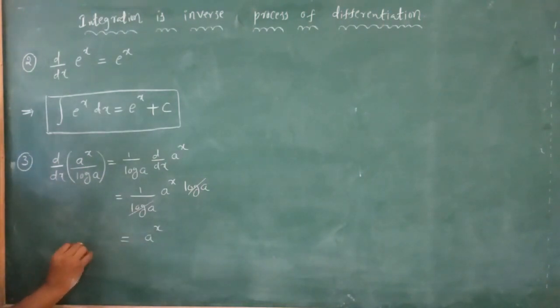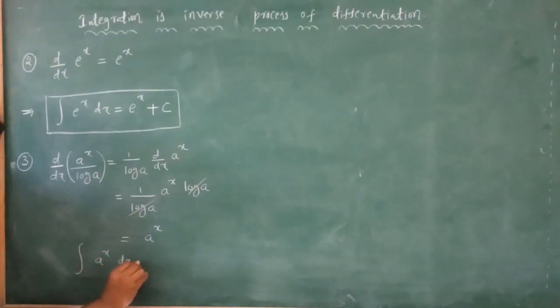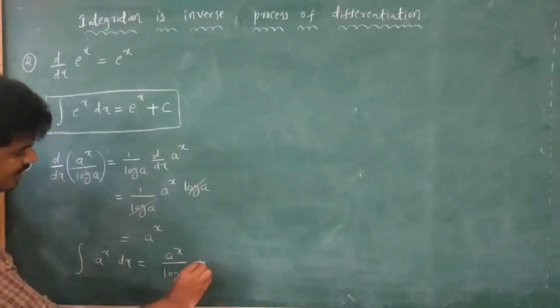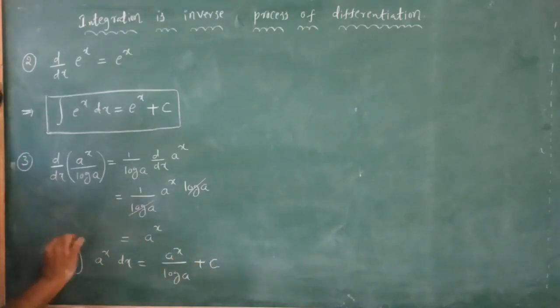So from this what can we write? The integral of a^x dx is equal to a^x divided by log a plus c. It is the third formula.